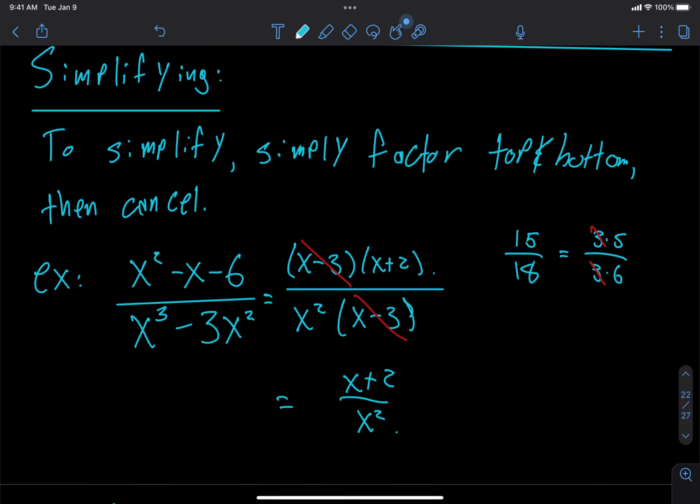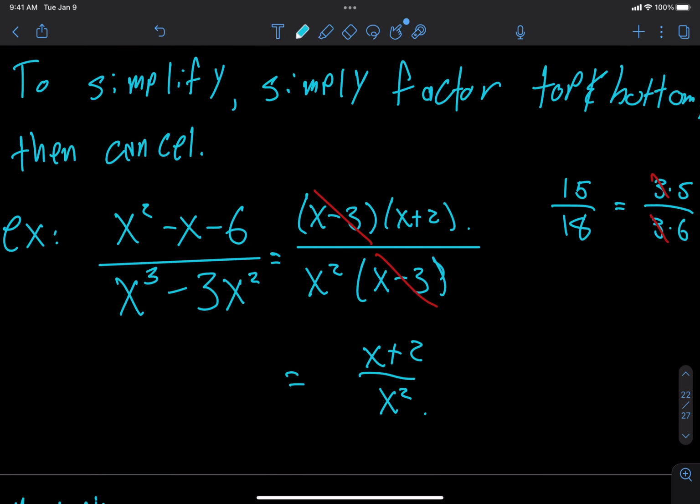Okay, let me modify this one in a way that sometimes I find confuses students. Sometimes what I see is people will get something like negative x cubed plus 3x squared. And what will they do? They'll take out an x squared and they'll be left with negative x plus 3, like shown.